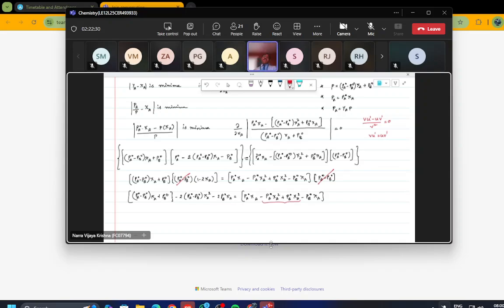If it is multiplied, U into V, then what will you write? U into V dash plus V into U dash equal to 0. Means VU dash equals minus UV dash.